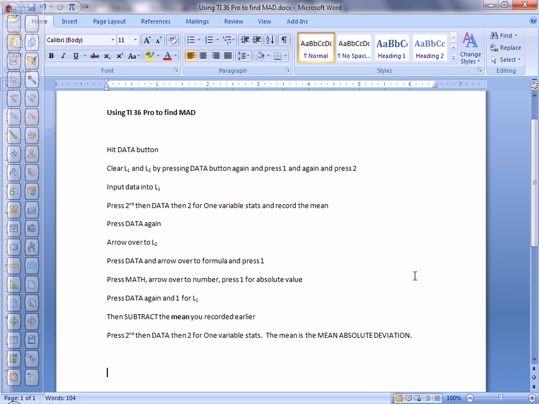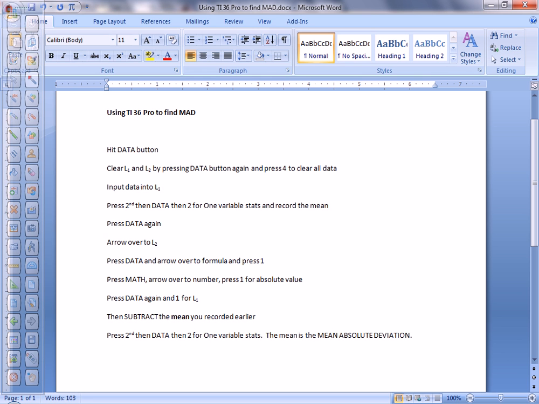Okay, if you do not remember how to clear L1 and L2, it says to clear L1 and L2 by pressing data again, and then press 1 to clear L1, and then go back, press data again, and press 2 to clear L2. Or you can do 4 to clear them all at once. Oh, wow. That would have been better. I'll change my direction. That is so cool. That's a better direction. Press 4. It takes so long to go with delete.